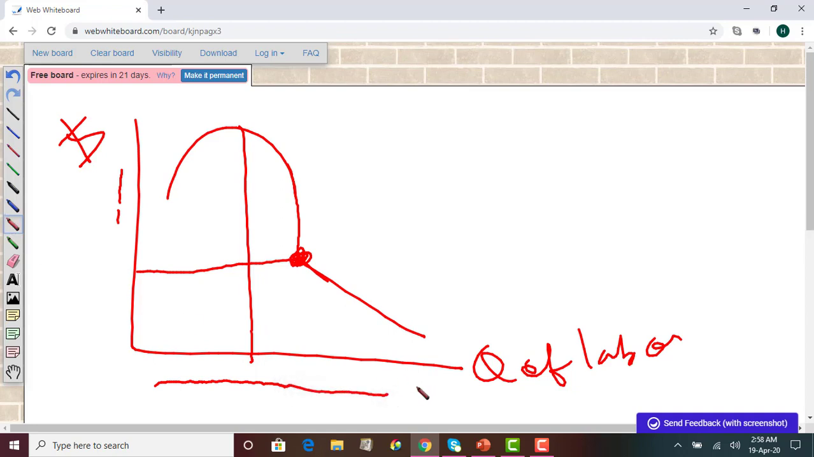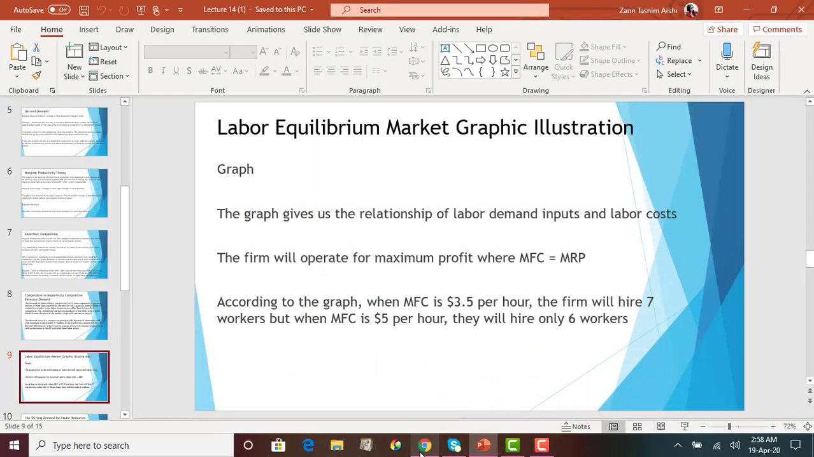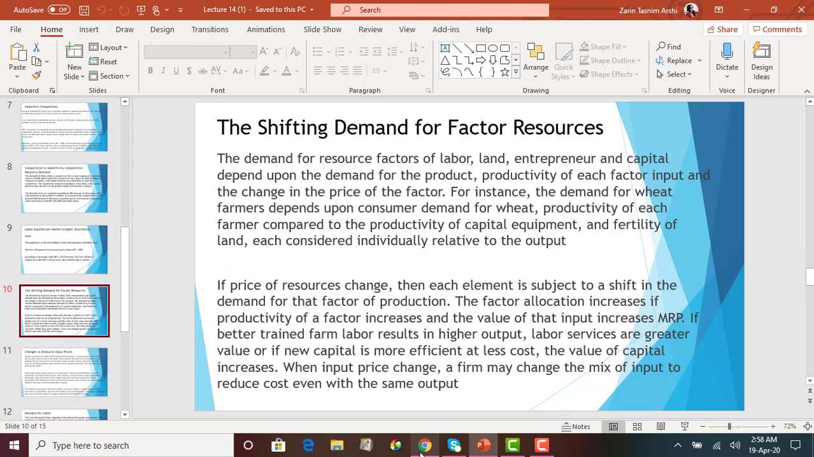That's basically what it is saying. It's not that important, just know the shape, and the firm will operate at the point where marginal factor cost is equal to the marginal revenue product.